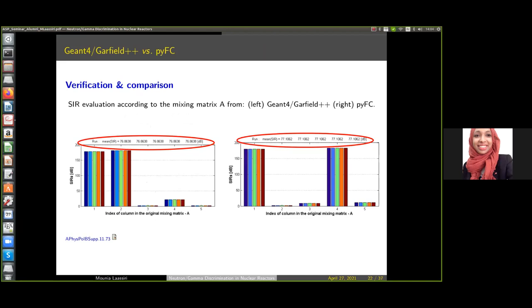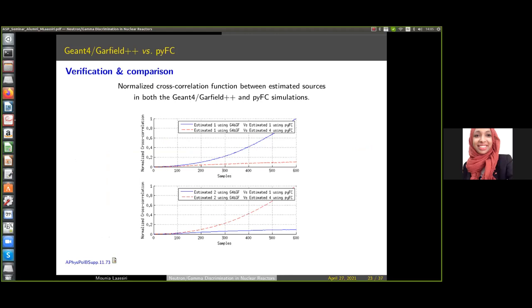The plot of the signal-to-interference ratio, SIR, of individual columns of the mixing matrix A from both Geant4 Garfield++ and BFC outputs shows that only two independent components are dominant in both simulation cases: the first one and the second one in the case of Geant4 Garfield++, and the first one and the third one in the case of BFC. So our investigation aimed to find if there is any relationship between the estimated sources in both simulation cases, I mean Geant4 Garfield++ and BFC.